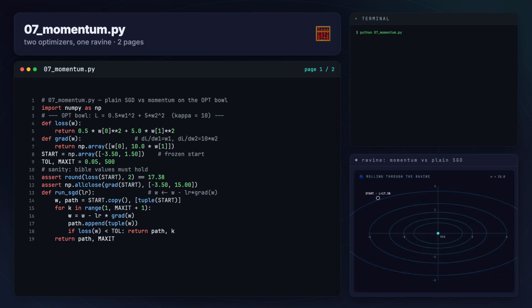Open 07 momentum.py. It's one screen of honest code: the OptiBowl and its gradient up top, then two optimizer loops, plain SGD and momentum, sharing the exact same start, learning rate, and stopping rule. So the only variable is the velocity term. Each loop records its path and counts steps until the loss drops below 0.05. Then we print the two counts and hand the paths to the figure.